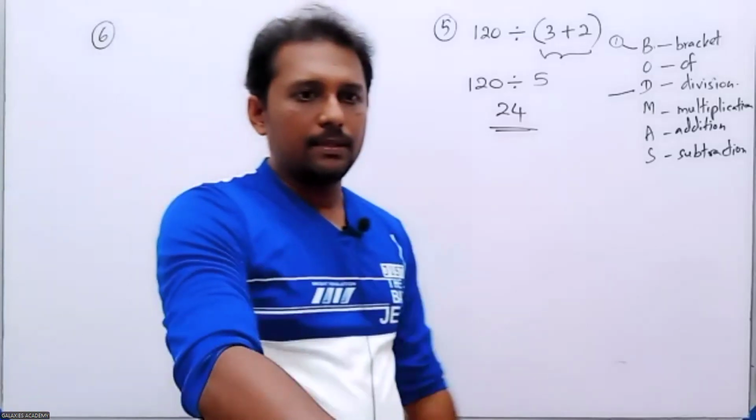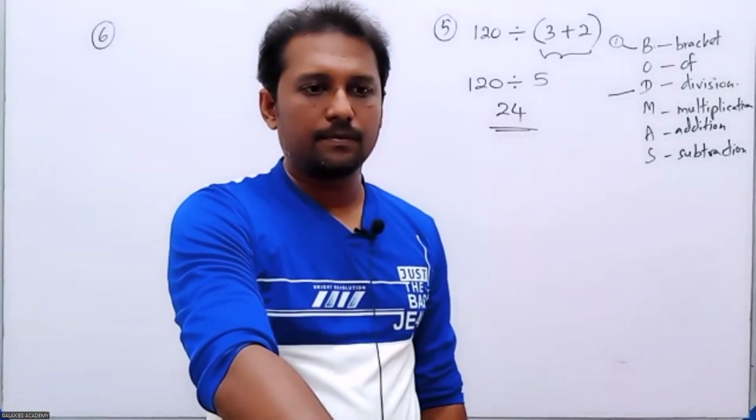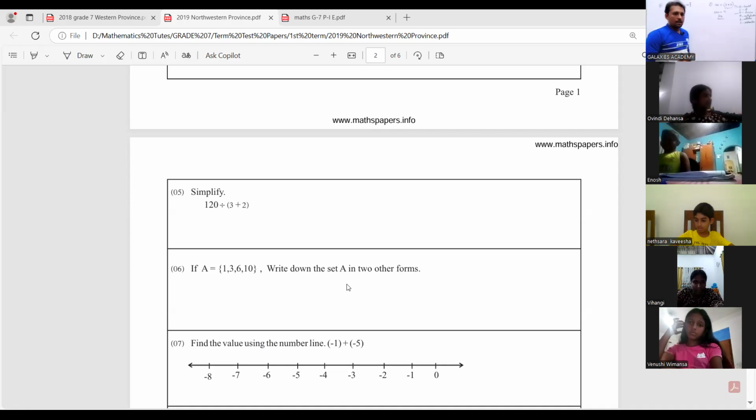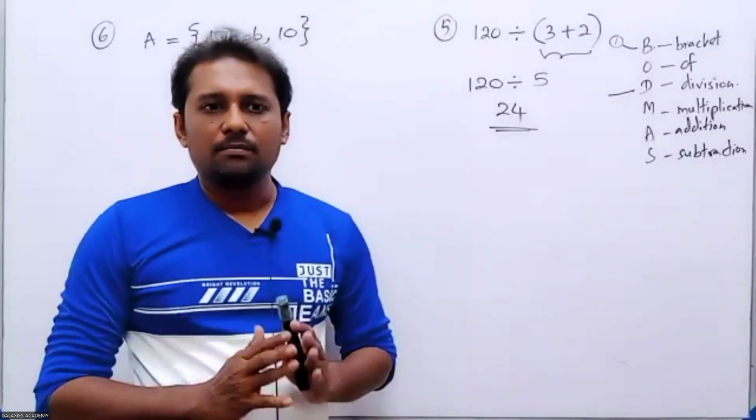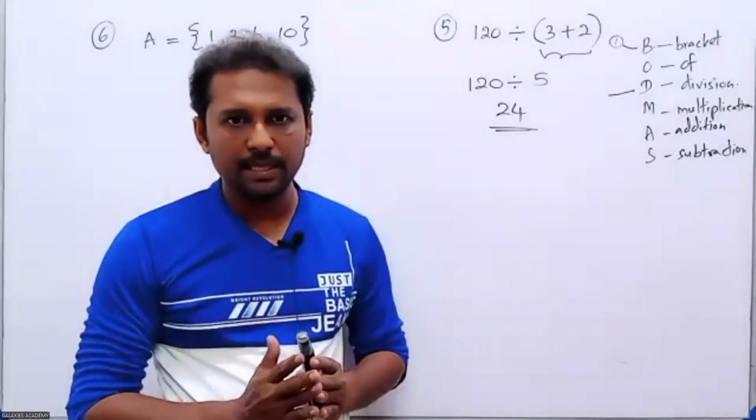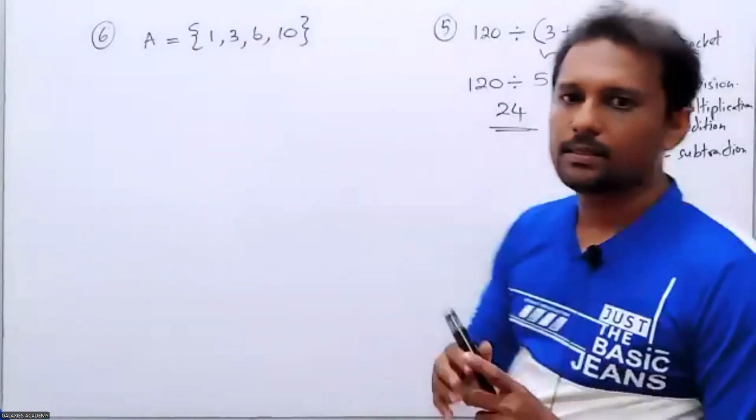Question number 6 given. This question is given from the sets lesson. If capital A equals within curly brackets 1, 3, 6, 10. Write down the set A in two other forms. Right. Can you tell me what are the methods you can use to represent a set? How many methods? There are 3 methods. What are the 3 methods?